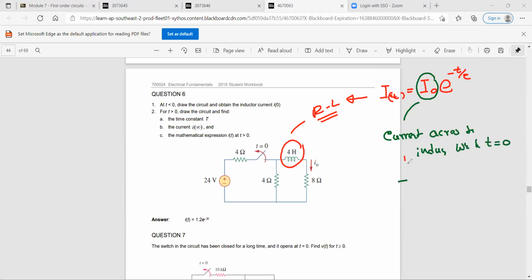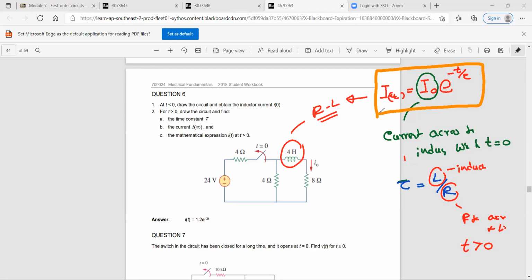And tau in this case is a bit different. Tau is equal to L over R, where L is the inductance and R is the RTH across the inductor when the time is more than 0. So is it clear, guys? So when we have RL circuits, we can use this equation.